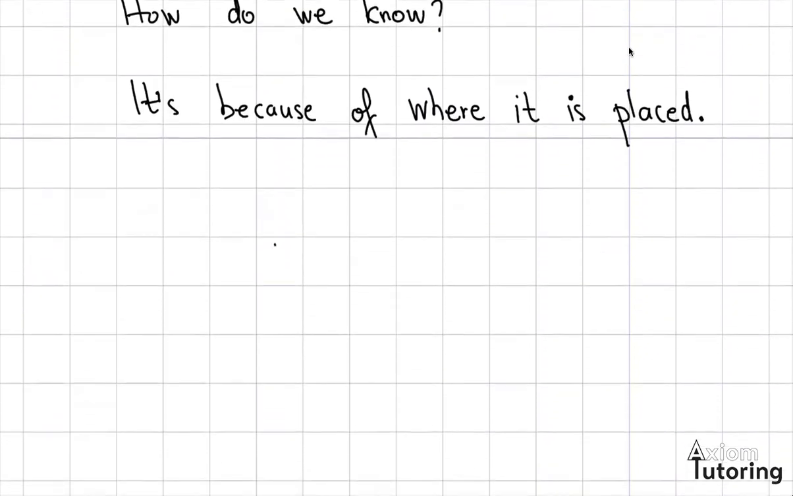Let's try one more. So I'm going to write 4305. Which digit is worth the most? Is it 4? Is it 3? Or is it 5? Think about where the digits are placed. And I'm going to let you solve that all by yourself.